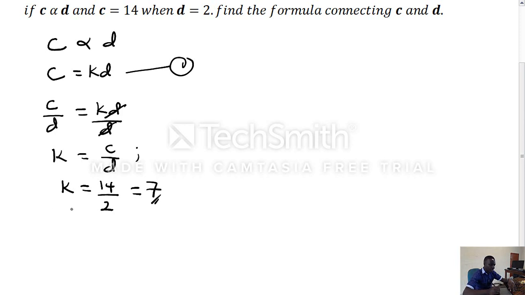So having gotten my value of k as 7, I'm going to resubstitute it back into equation 1 to get the relationship, so that I'll have c is equal to 7d as the relationship between c and d.